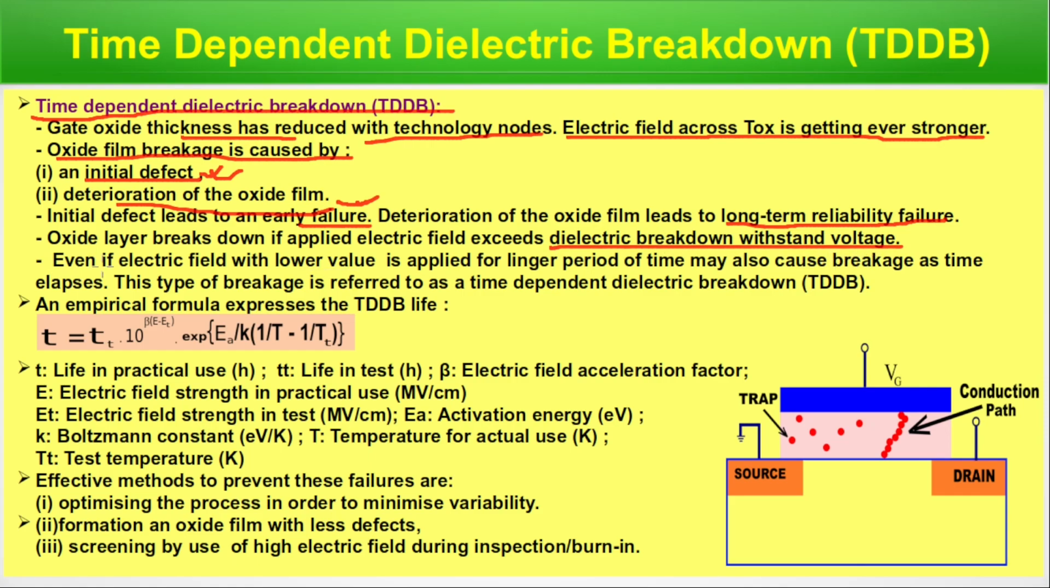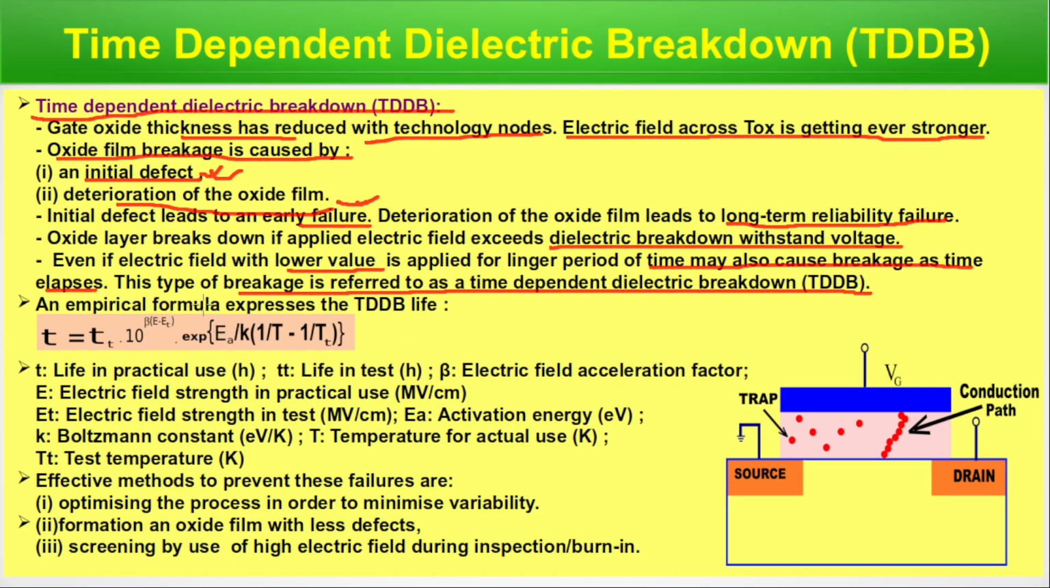Second point is, even if an electric field with lower value is applied for a longer period of time, that may also cause breakage as time elapses. If the electric field has lower value, but is applied for a longer period of time, that also leads to breakage or breakdown of the dielectric layer. This type of breakage is referred to as time dependent dielectric breakdown. That is, it's not instantaneous, it will take time and is time dependent. Time is a great factor here.